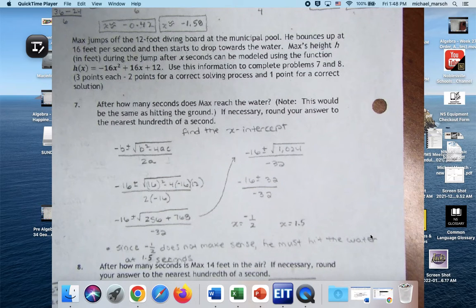So how do you know which one to use? If you're trying to find how high he gets, that's when you would use opposite b over 2a, and that's what I thought they were asking yesterday. But then, of course, I sat down after school and I read it more carefully, and they're not asking that. They're asking, when does he reach the water? So if they're trying to find how long it takes him to get as high as he's going to go, or how high he went, that's when you use opposite b over 2a. Is that even going to be on the test?